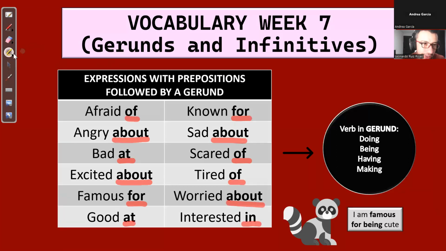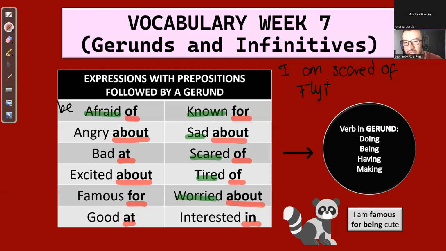So all of these, as you can notice, are adjectives, characteristics. Known, sad, scared, tired, worried. Of course, in this case, I'm going to have the verb to be in all of them. I am, for example, I am afraid, scared. Let's use scared. Scared of, no sé, I am scared of flying. Digamos, it's an example, not real, but it's an example. I am scared of flying in an airplane, right?